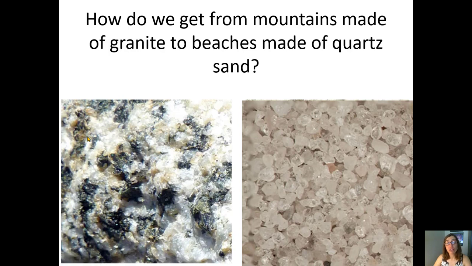And you should be able now to have a discussion about how we can go from a mountain that's made out of granite with a variety of minerals, with micas and feldspars and quartzes, to get to a beach that's primarily made out of quartz sand. You should be able to explain what happened to the feldspars and the micas and the other minerals that are found in granite that leave us with a beach that's primarily made out of quartz sand.